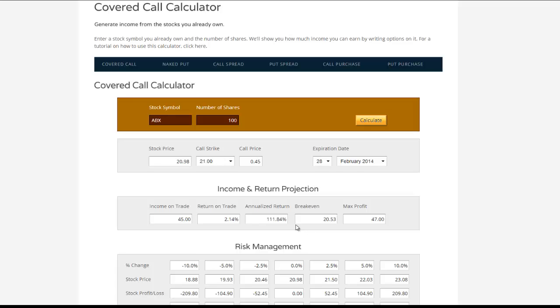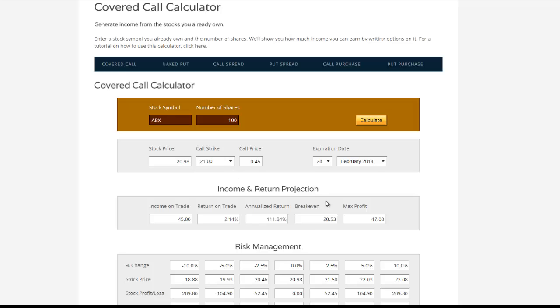The break-even point right here is just the current stock price, 20.98, minus what we're receiving, because we get that 45 cents in our account no matter what we do. And so as long as the stock stays above 20.53, we will make money. The maximum profit on the trade is not as important on this particular one I entered because there's only 2 cents upside between these two.